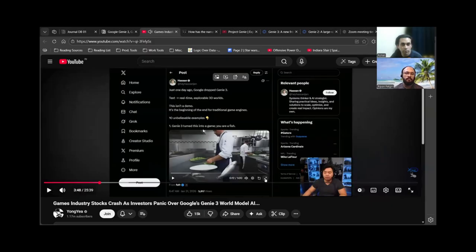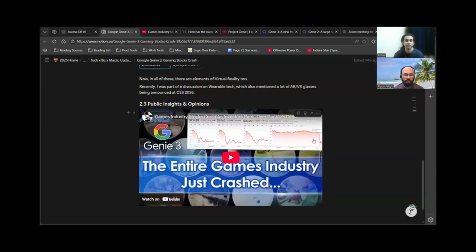Okay, so mainly the rest of the video, it just talks about this thing. So in general, what are your thoughts about this Genie 3 and everything?